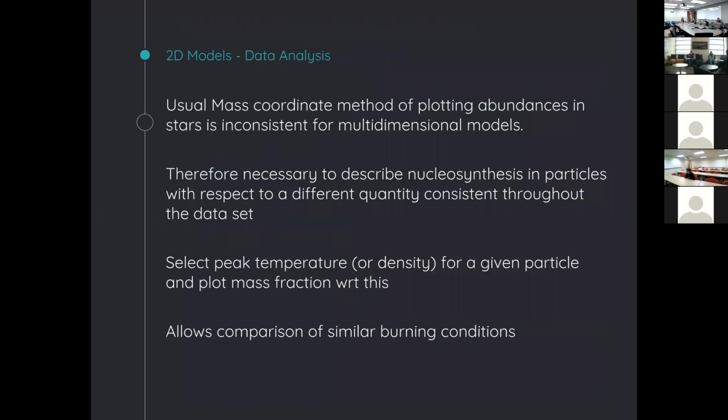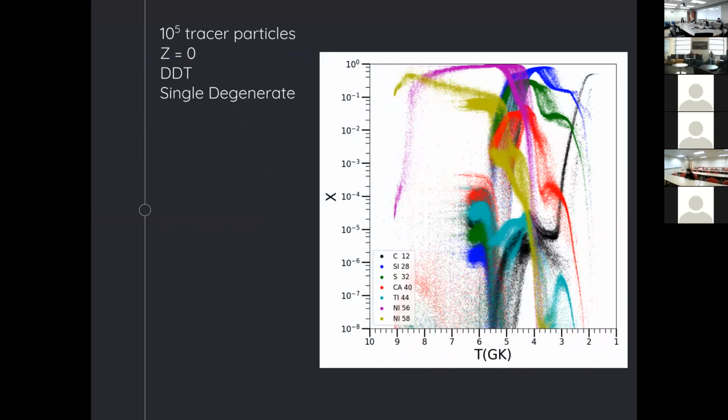So 2D models data analysis, as I've mentioned, I won't go over it again. Mass coordinate is not useful for us. We therefore need to describe the nucleosynthesis in particles with respect to a different quantity consistent throughout the data set. And what we have chosen as our first run is the peak temperature. So the peak temperature that the particle experiences, we have chosen to be the thing that we're looking at and see how does this affect the yields. And this plot here, this is for the 10^5 tracer particles, as I've mentioned. Zero metallicity, deflagration-to-detonation transition, single degenerate model.